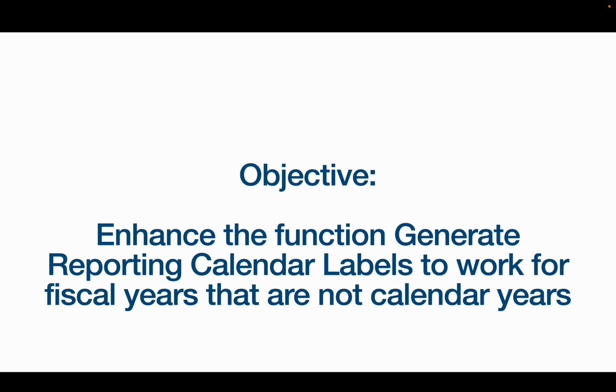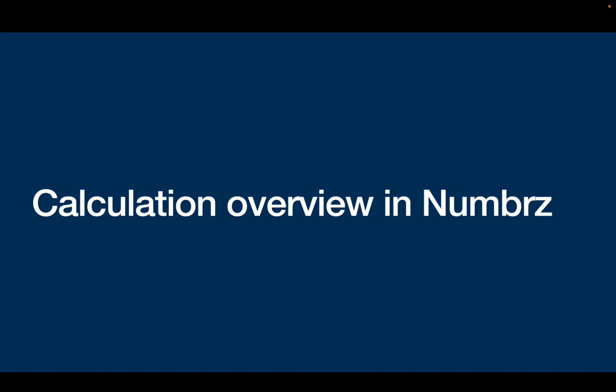What's our objective here? Our objective is to enhance the function called generate reporting calendar labels to work for fiscal years that are not calendar years. And real quick, there are a lot of companies out there that don't have fiscal years of 12/31. For example, Oracle, I think, is May 31st, and the first day of their next fiscal year is June 1. So the reporting labels of their fiscal quarter, fiscal half, and year are different than the calendar, and we want the function to be able to do that.